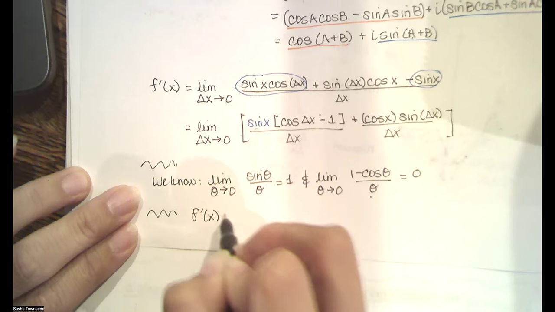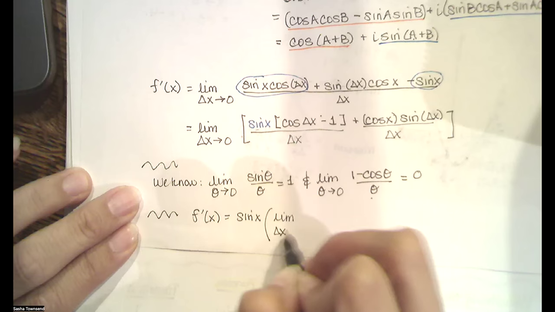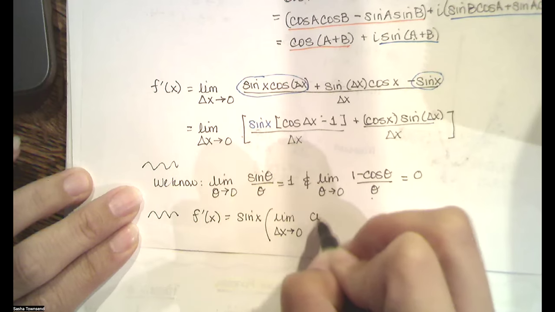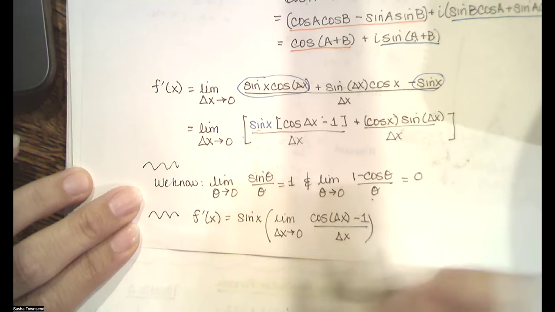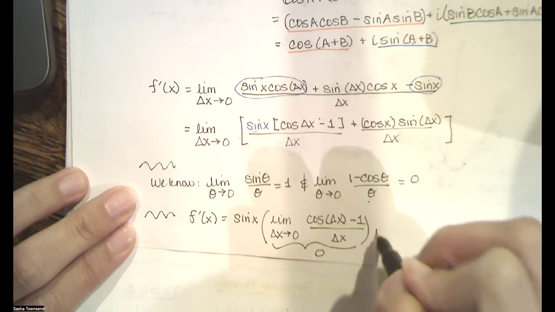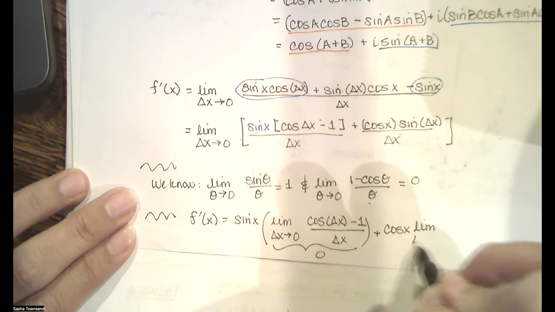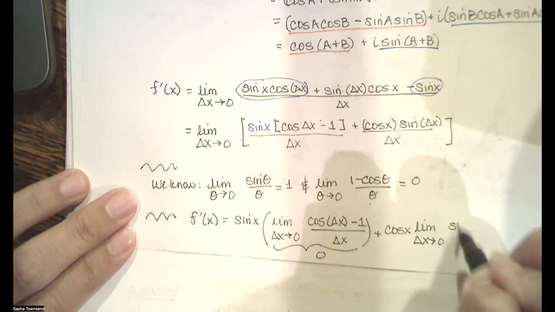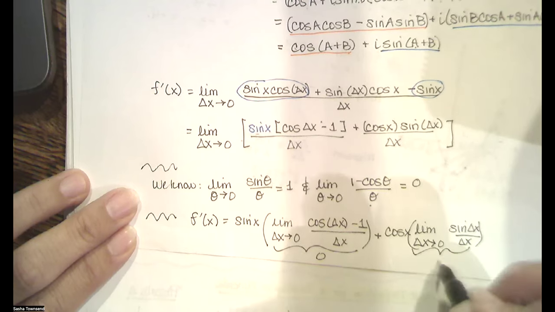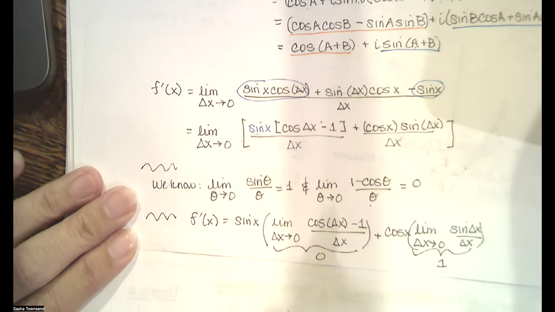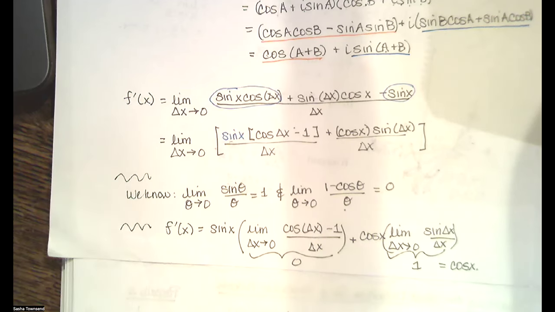F prime is sine of x times the limit as delta x approaches zero of cosine of delta x minus one divided by delta x, and that's zero. And then we add cosine of x times the limit as delta x approaches zero of sine of delta x over delta x. And this limit is equal to one. So we've got sine times zero plus cosine times one. So f prime is equal to cosine of x. Like, wow, that was really tedious.